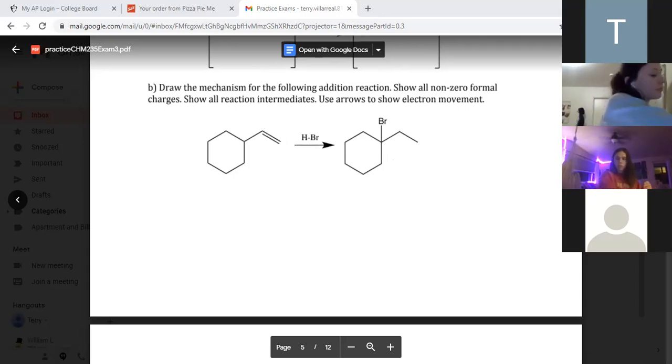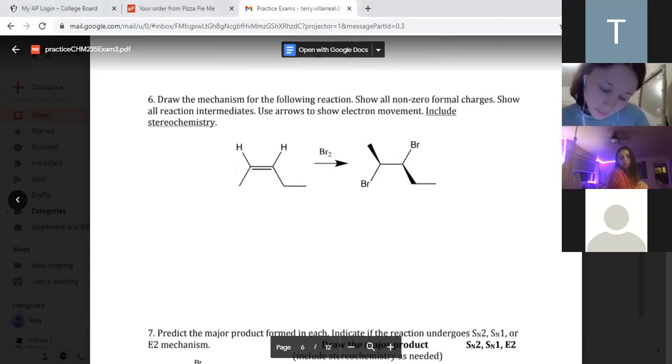So let's continue on. Draw the mechanism for the following reaction. Show all non-zero formal charges. Show all reaction intermediates. Use arrows to show electron movement. Include stereochemistry. So, dihalogenation.